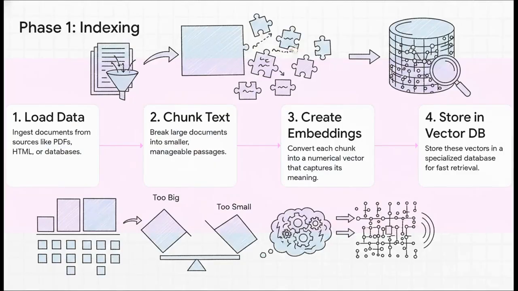First, we load up all of our data, PDFs, websites, you name it. Then comes a really critical step called chunking, where we break down huge documents into smaller, meaningful pieces. After that, we use something called an embedding model to turn each one of those text chunks into a long list of numbers, a vector, that captures its true semantic meaning. And finally, we store all of these vectors in a special kind of database, a vector database, that's built for one thing, finding the most similar vectors at lightning speed.